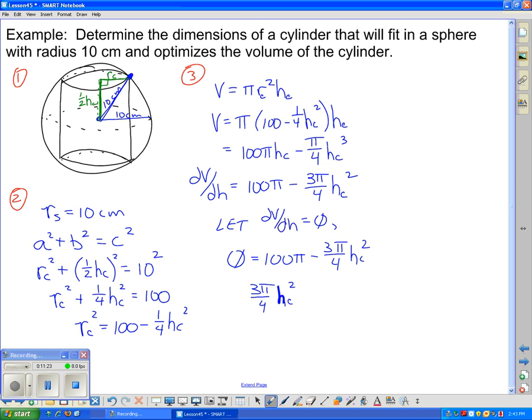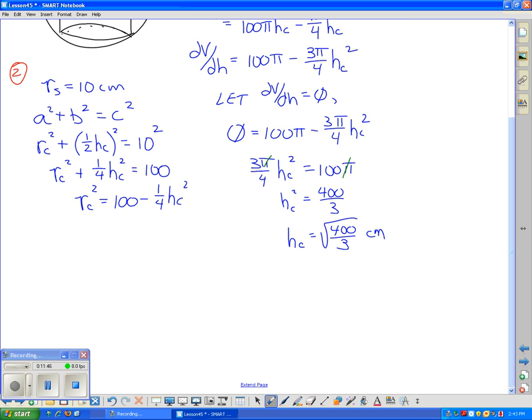The pi's cancel out. I'm going to multiply the 4 up and divide by 3. So the height of the cylinder squared would equal 400 over 3. Or the height of this cylinder would be the square root of 400 over 3, and we're working in centimeters. Without a calculator, that's where you would leave it. So now you have a height of the cylinder.